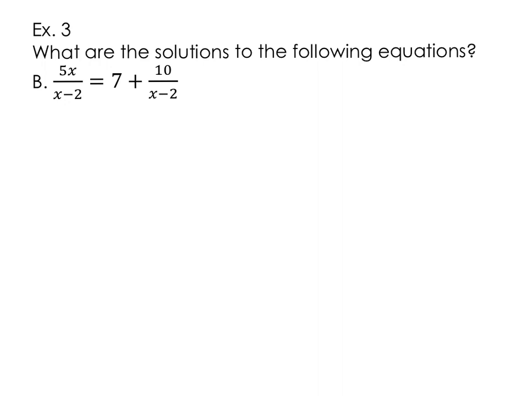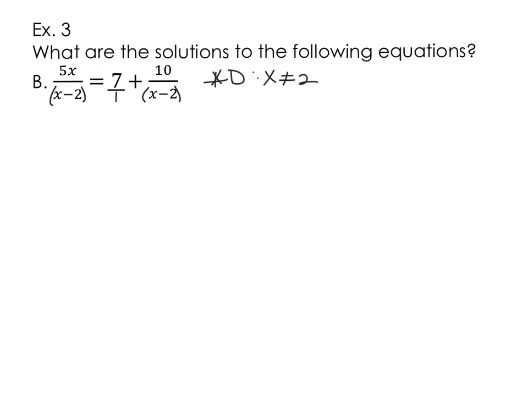What are the solutions to the following equations? 5x over x minus 2 equals 7 plus 10 over x minus 2. Right away, I'm going to leave everything a fraction and put 7 over 1. And I'm also going to write those x minus 2's in parentheses. From here, notice there's nothing that factors out of x minus 2. Let's go ahead and find out what our restrictions then would be for our domain. If x minus 2 is in the denominator, that means x can't equal 2.